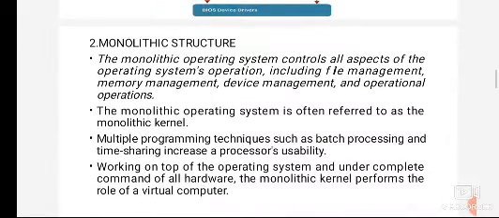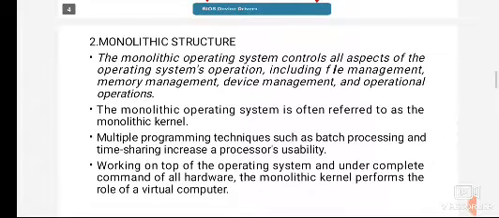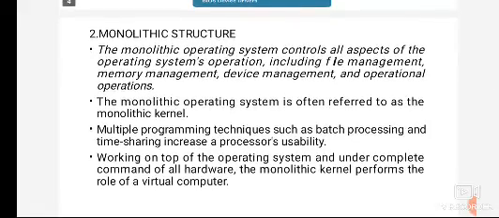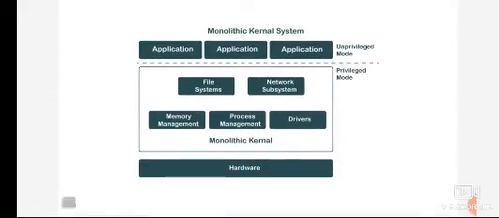Monolithic structure. The monolithic operating system controls all aspects of the operating system's operations, including file management, memory management, device management and operational operation. The monolithic operating system is often referred to as the monolithic kernel. Multiple programming techniques such as batch processing and time sharing increase processor usability. Working on top of the operating system and under complete command of all hardware, the monolithic kernel performs the role of the virtual computer. This is the structure of the monolithic kernel system. It is divided into unprivileged mode and privileged mode. Unprivileged mode is application mode, and privileged mode includes file system, network subsystem, memory management, process management, drivers and hardware.